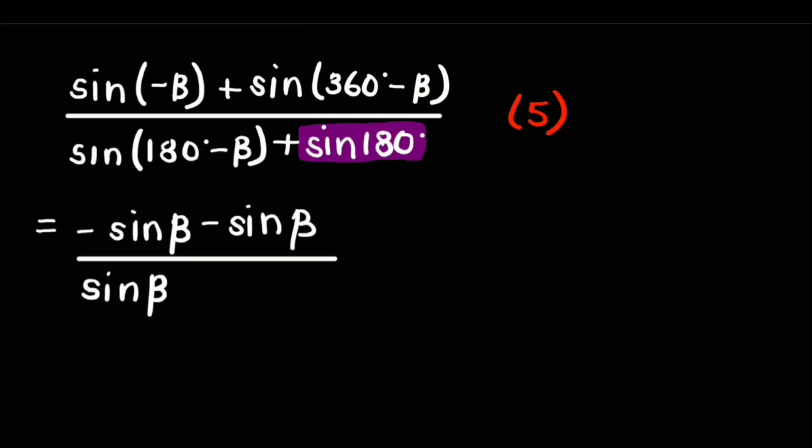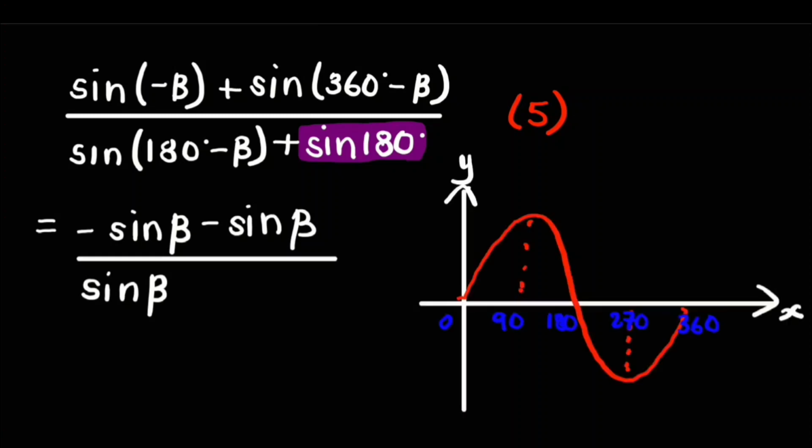So if you have values like 0, 90, 180, 270 or 360, those are values that come from your trig functions. If you think about your basic sine graph, this is what it looks like. And we see that at 180 degrees, this graph cuts the x-axis. So the y value would be 0. So sine 180 is 0. So we have plus 0 in the denominator.